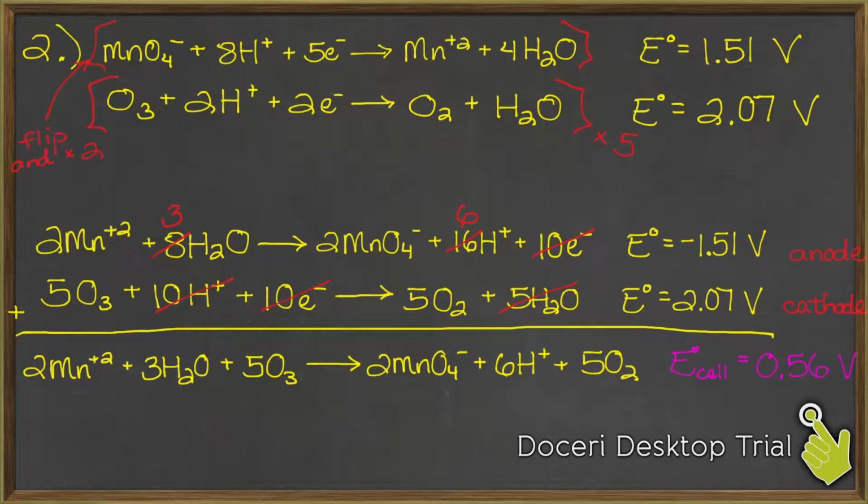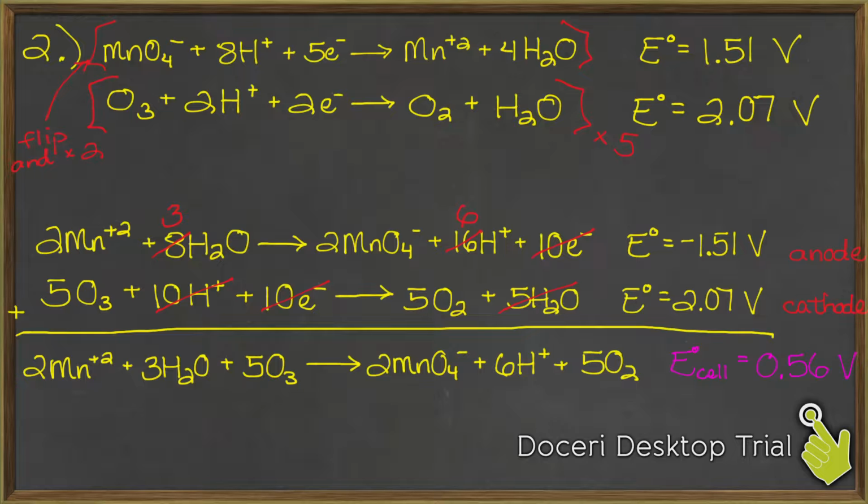Now this problem was a little bit more complex because to get the electrons to cancel out, I had to multiply the permanganate equation times 2 and the ozone equation times 5. But guys, again, please notice that I did not touch those potential values. Just because you multiply a half reaction, leave the potential values alone.